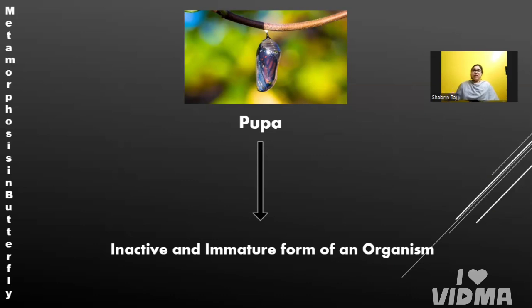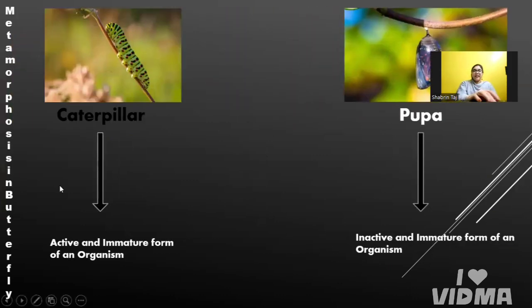Immature because here also it is not able to reproduce. If we compare the larval stage, larva is the active stage. There we can see the motion, feeding, everything. Hence it is an active and immature form of an organism. But pupa is an inactive and immature form of an organism that occurs in which process? Yes, the metamorphosis process.